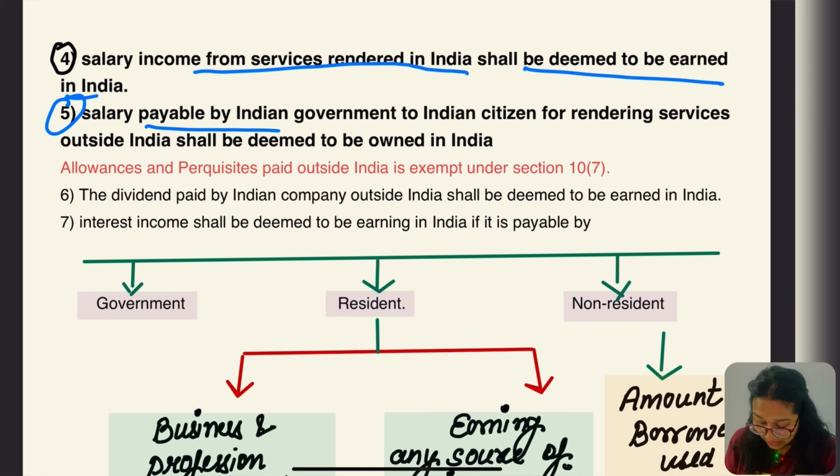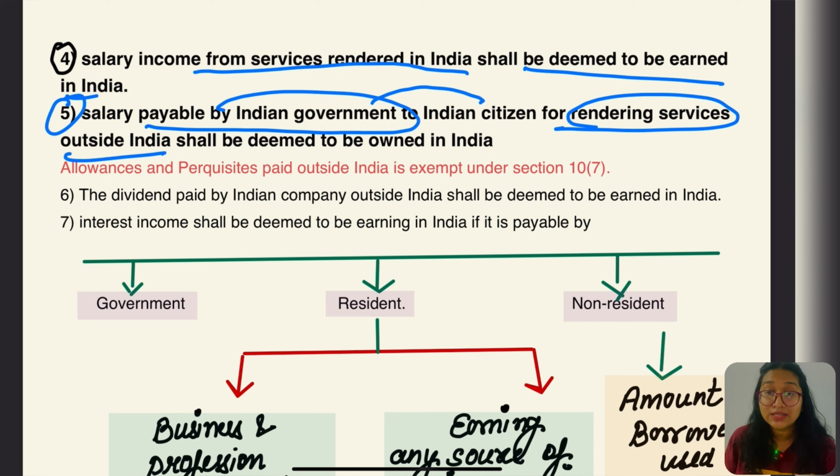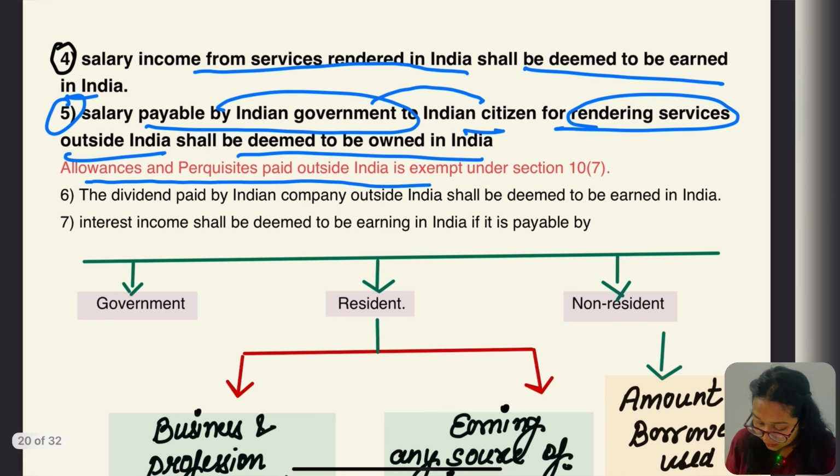Point 5 says about the salary payable by Indian government. Please note this point because we have a similar point for foreign government. This point says about the salary payable by the Indian government to an Indian citizen for rendering service outside India. It shall be deemed to be earned or accrued in India. But allowance and perquisite paid outside India would be exempt under section 10 subsection 7.